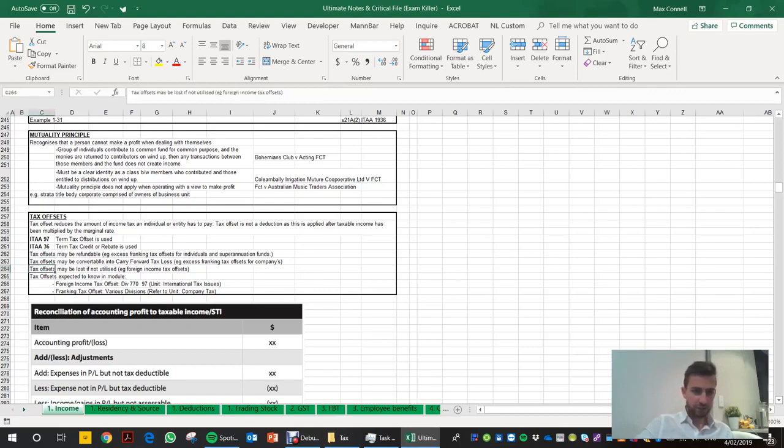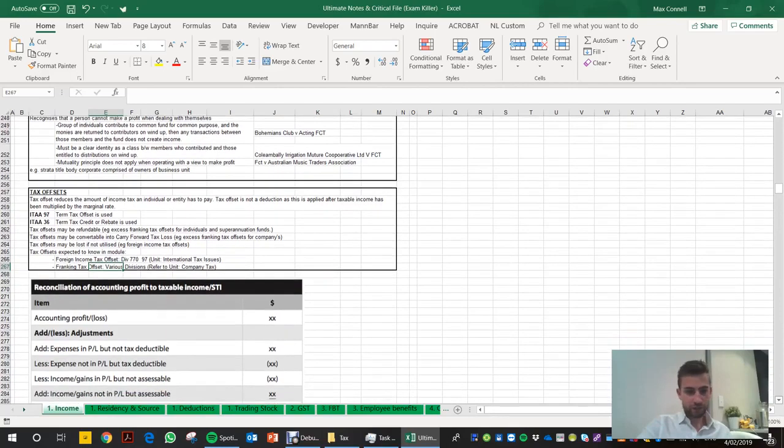Tax offsets may be lost if not utilized, but it's not very common. The most common ones are franking credits, which that doesn't happen to, you can roll that forward. Foreign income tax offsets can disappear, just a very specific part of that particular offset. Okay, so the two main offsets that we're really going to talk about in the tax module are the foreign income tax offset, which we won't really touch on again until the end when we look at international tax issues, and the franking tax offset, which we'll look at quite closely and relatively soon when we look at companies.